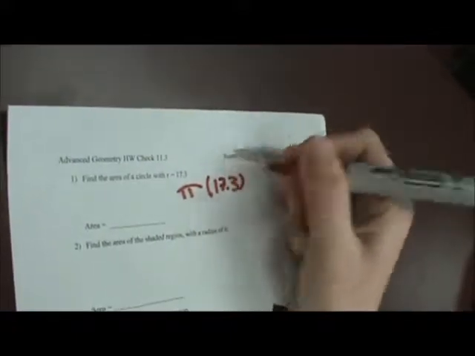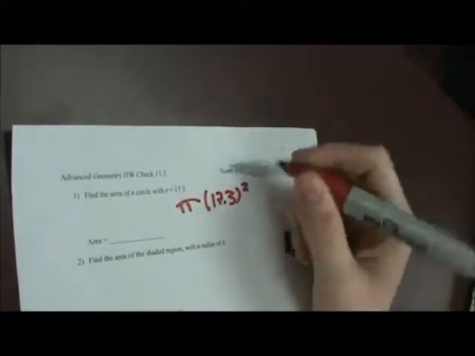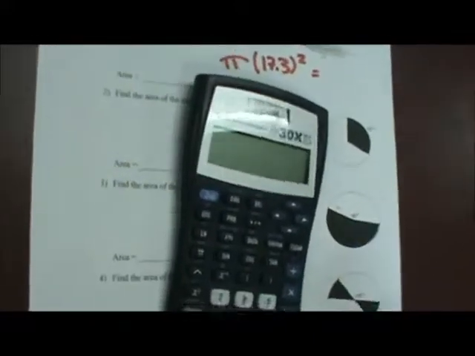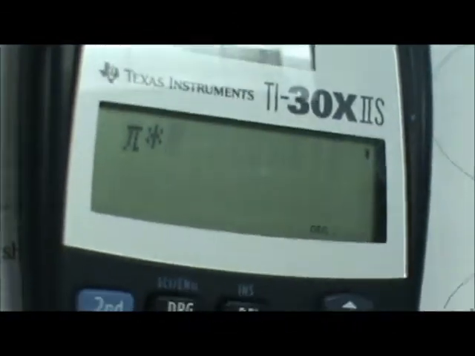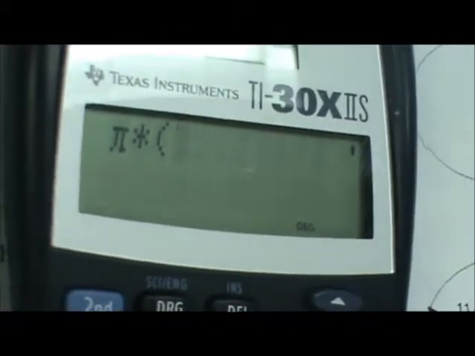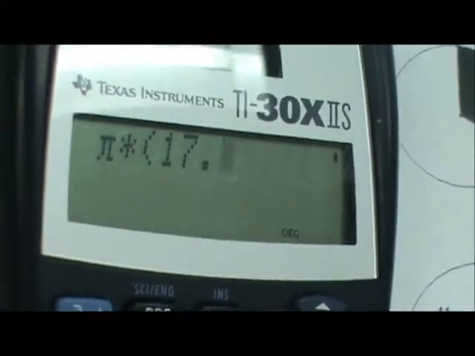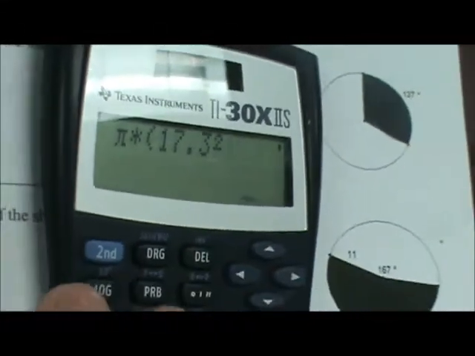So we're going to plug that into our calculator and take pi times parentheses 17.3 squared parentheses. And the reason for the parentheses is to clarify that the squared does not apply to the whole problem, but just to the radius itself. And that's going to give us an answer of approximately 940.24.